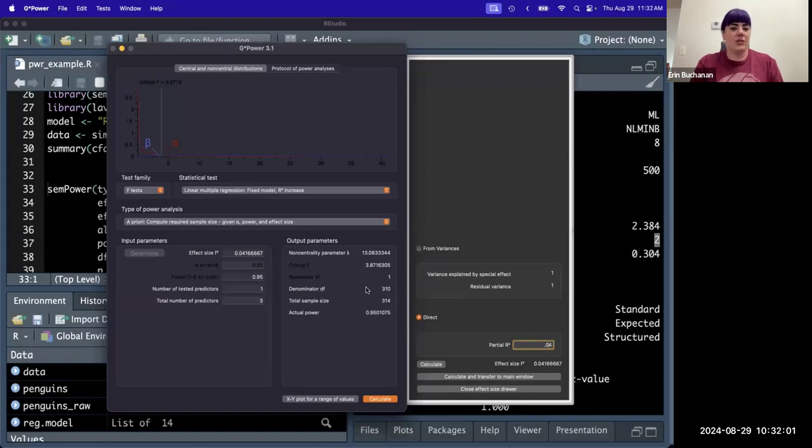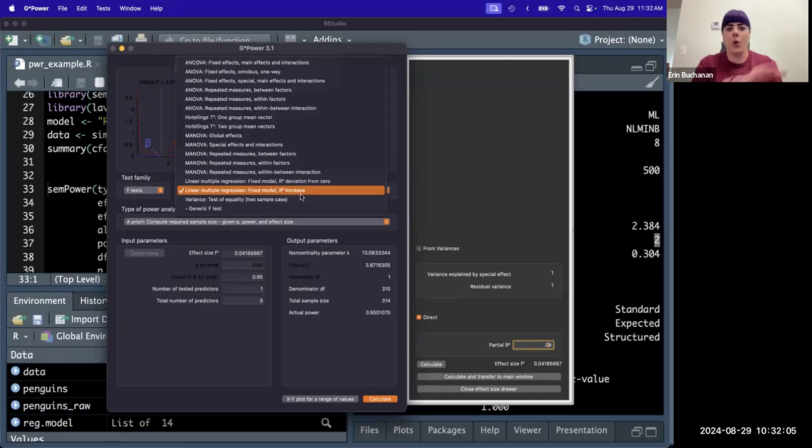Okay, questions on G*Power. I think the hardest thing to know about the software is what goes in each box, personally.